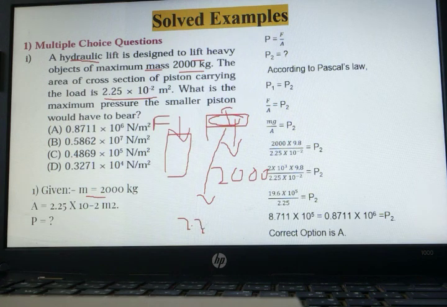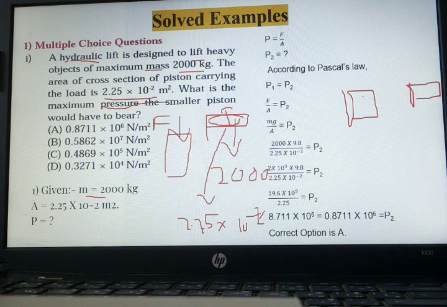Area of the piston they have given as what? 2.25 into 10 raised to minus 2. Okay. We have to find out the maximum pressure in the smaller piston. Over here 2 pistons are there. We will imagine this as P2 and this as P1. P2 is a small force which we apply. P1 is a heavy load which we can displace by applying a very small amount of force.